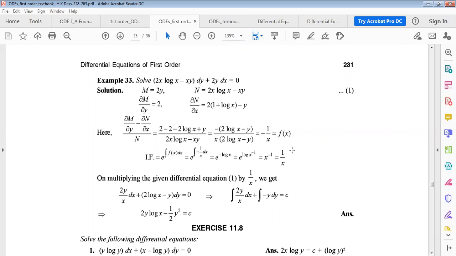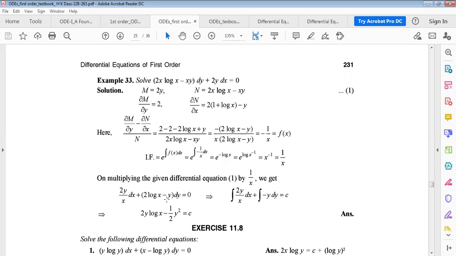Now multiplying the given differential equation by 1 by x on both sides, it will become an exact differential equation. Understand? Since this is an exact differential equation, we integrate M with respect to x, and in N, the terms without x will be only minus y. Integrating that with respect to y, we get the general solution of the given non-exact differential equation. This was non-exact, but after multiplying by this integrating factor, it becomes an exact differential equation.